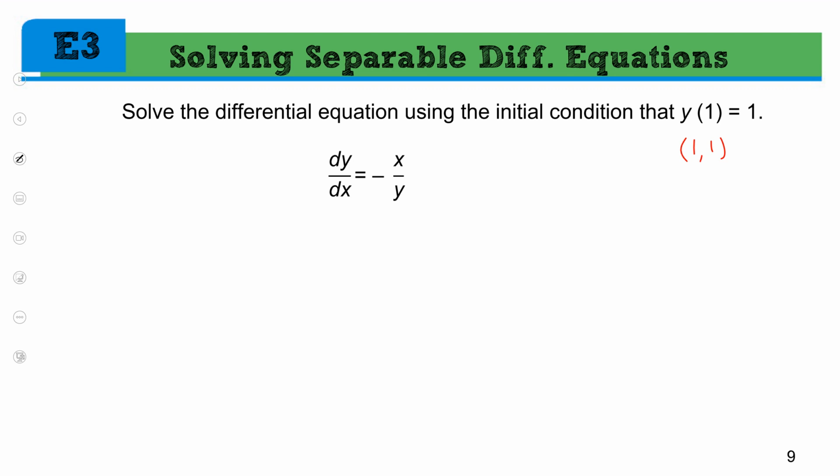Okay, just to be sure that we don't mess this up, if it's y of 4 equals 7, is that the point (4, 7) or the point (7, 4)? (4, 7). Okay, good. I knew I could count on you guys. Okay, we don't care about that. We care about (1, 1). We're going to get to that later. All right, here we go.